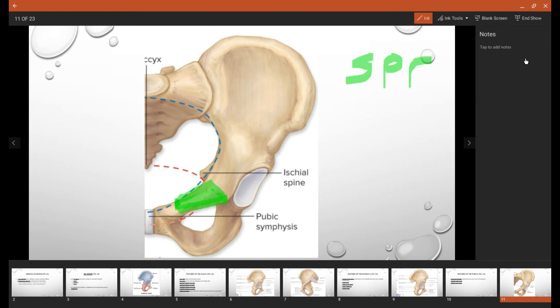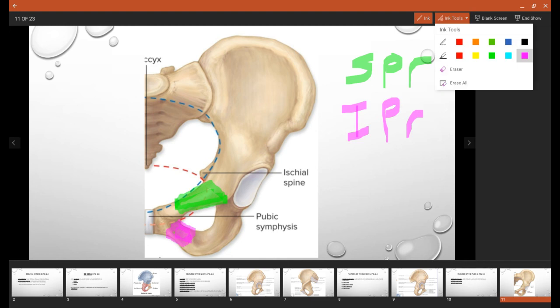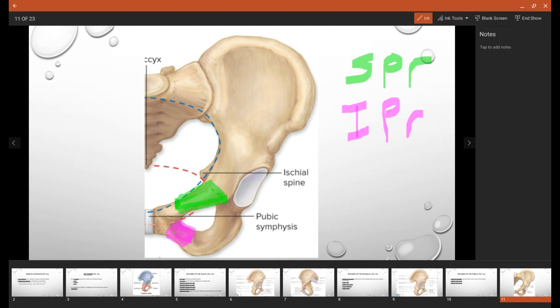And then only half of the bottom one here, that is the inferior pubic ramus. And then if you'll recall, just this part that comes from the ischium that's actually going to connect to the inferior pubic ramus is the ischial ramus.